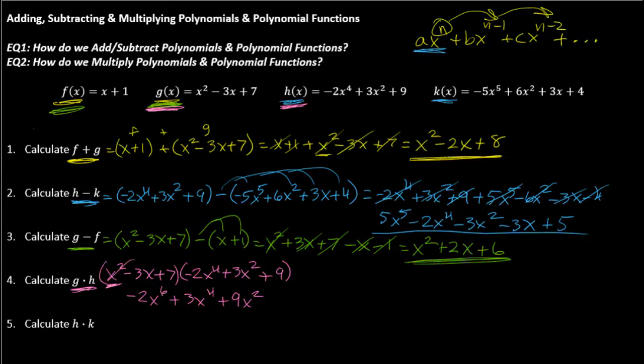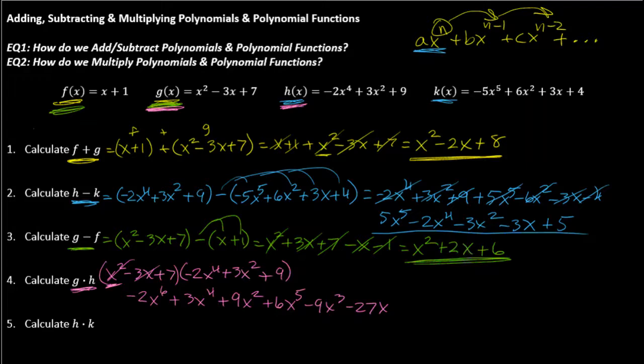Now I need to distribute the negative 3x. And again, I'm just distributing it into all three of these terms on the trinomial on the right. So negative 3x times negative 2x to the fourth, that's positive 6x to the fifth. Then times 3x squared, that's going to be minus 9x to the third. Then I'm going to have negative 27x. So I'm done with the minus 3x.